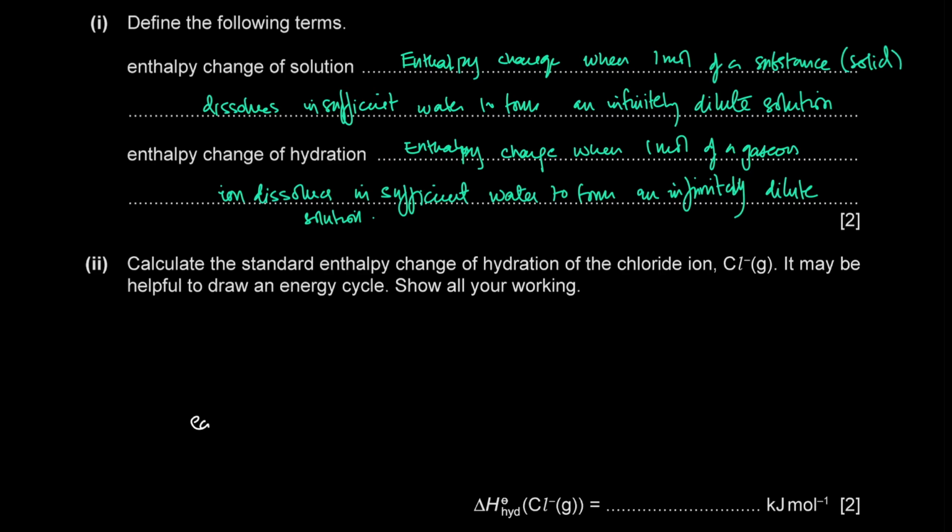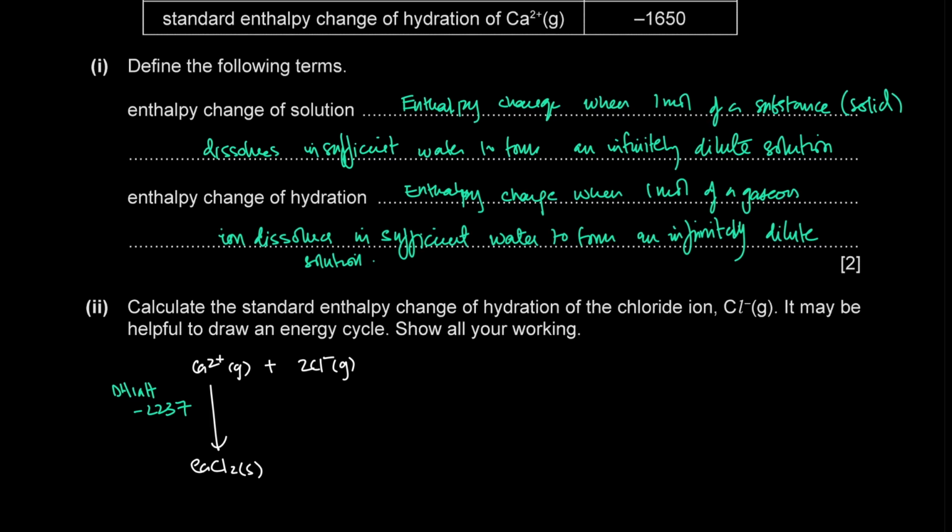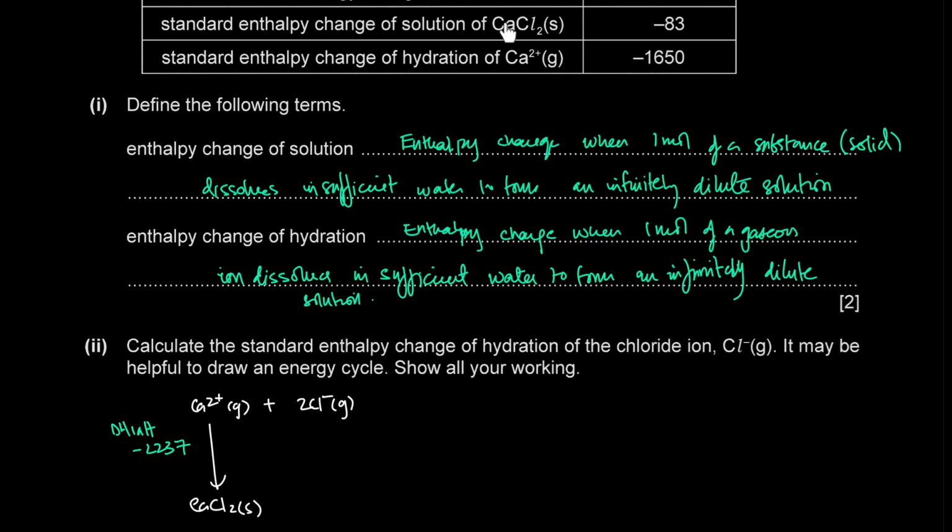So we're going to start with calcium chloride solid, CaCl2 solid. Now we know that the lattice enthalpy is the energy released when the gaseous ions form 1 mole of this solid, so we have 2Cl minus gaseous. So this is negative 2237, that's the lattice enthalpy. We also know that the enthalpy change of solution over here is negative 83. That's the enthalpy change when 1 mole of calcium chloride is dissolved to form an aqueous solution. So that's negative 83.